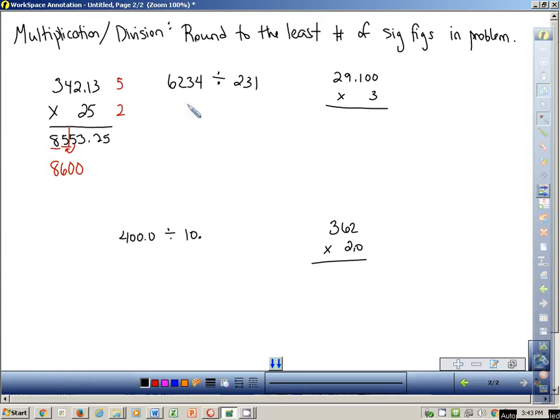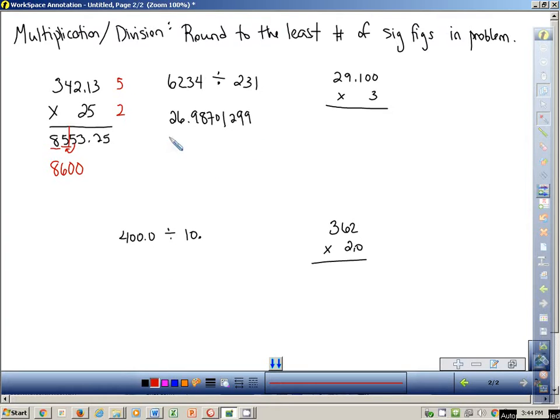All right, my next one is a division problem. It's no different with the division than it is from the multiplication. Now, my calculator, here's the answer. It's going to be huge. 26.9870129.9, and that's all the digits. It does cut off after that.